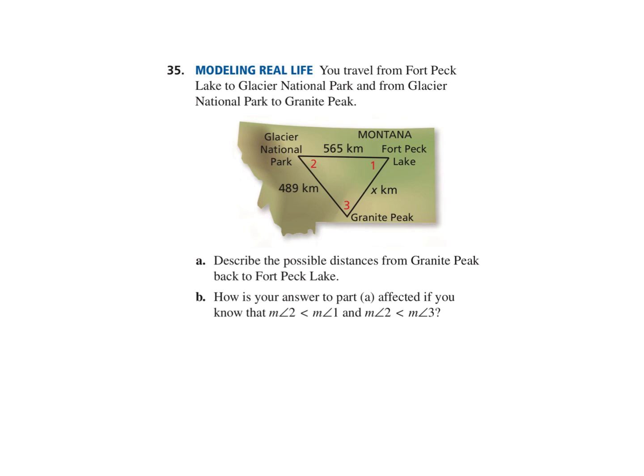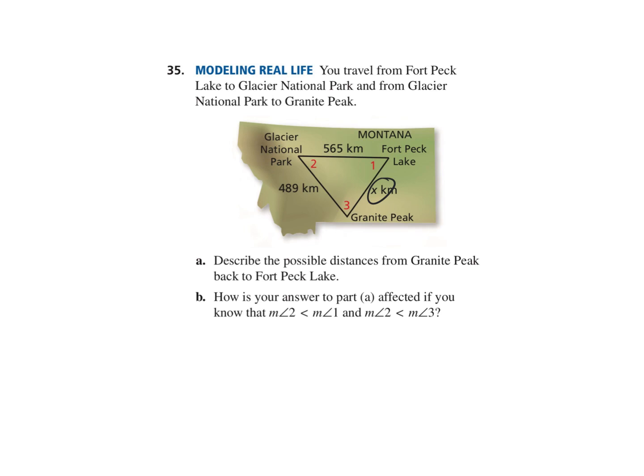And 2 left here. Travel from Fort Peck Lake to Glacier National Park, and from Glacier National Park to Granite Peak. Okay, Fort Peck. All right, so good. Describe the possible distances from Granite Peak back to Fort Peck Lake. All right, so that's why it's an X. We didn't want to know what that is.